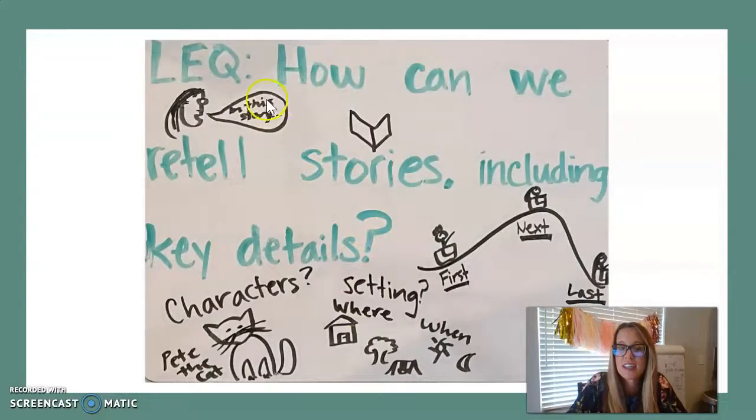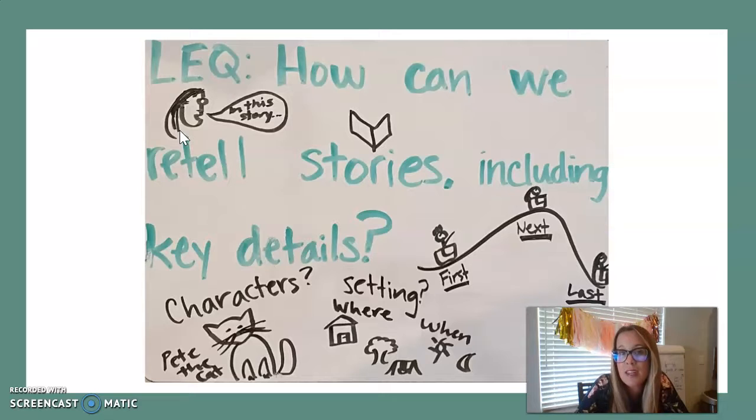I'll read it first. It says, how can we retell stories, including key details? So let's look at some of our words in our pictures. So retell, remember that means you're going to have to tell me it again. So we're going to read the story and then you have to retell it and tell me what happened.